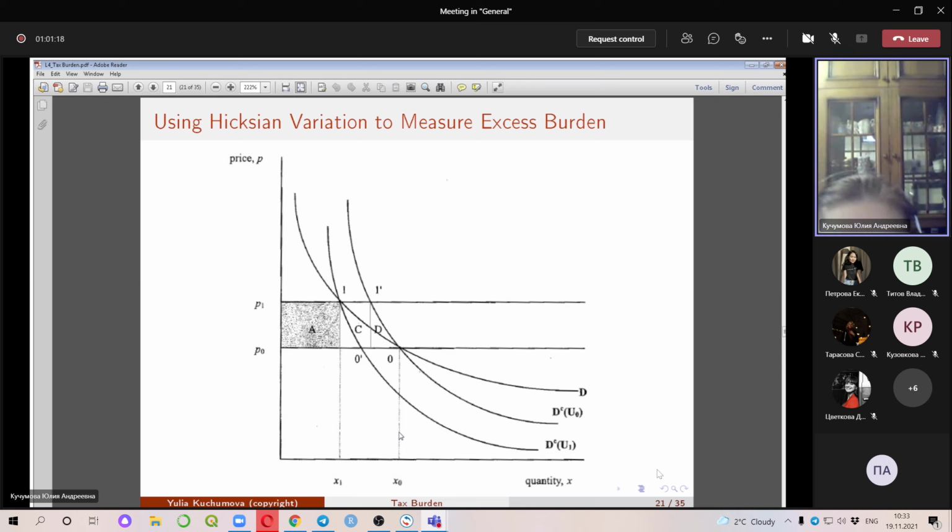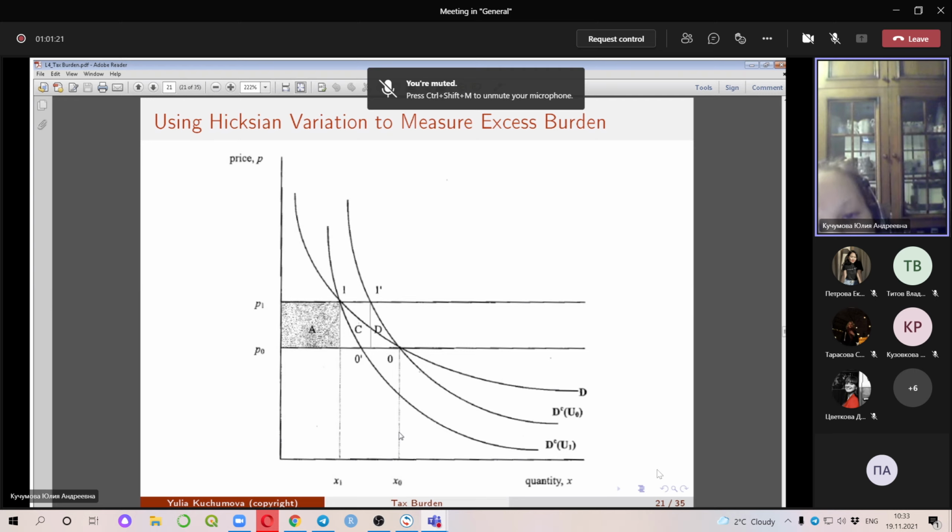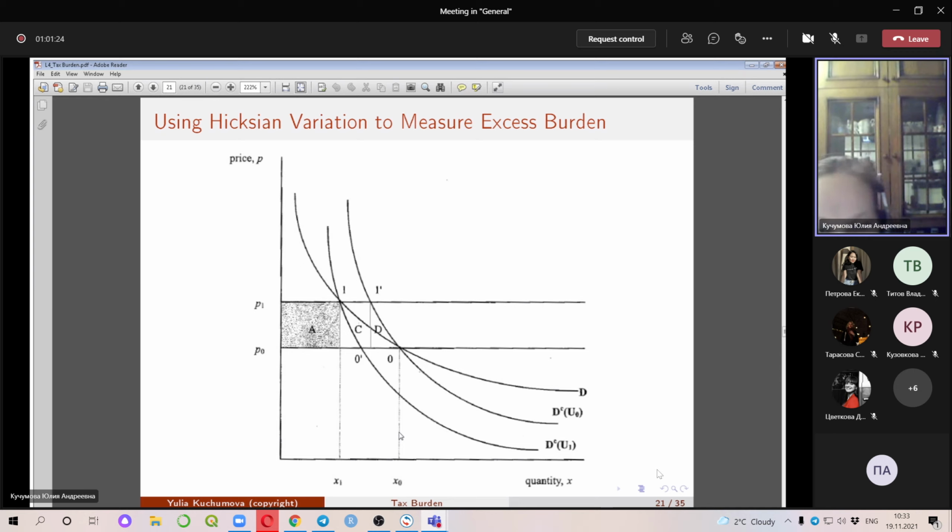What would be the tax paid to the government in this story? It would be just area A plus C, right? Because the price increases from P0 to P1, and the quantity changes from point 0 to the level corresponding to 1 prime, right? And then what is the measure of excess burden based on compensated variation?